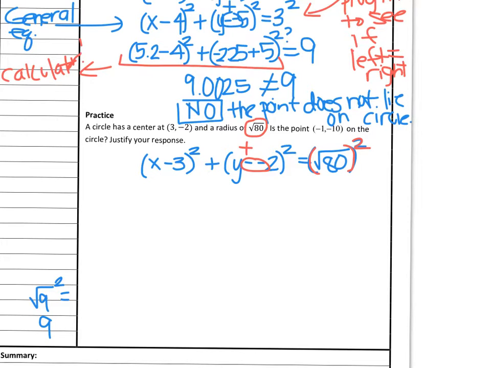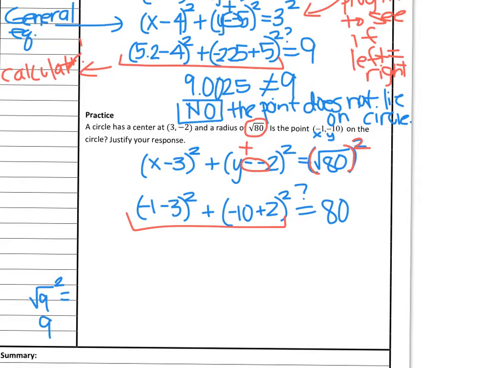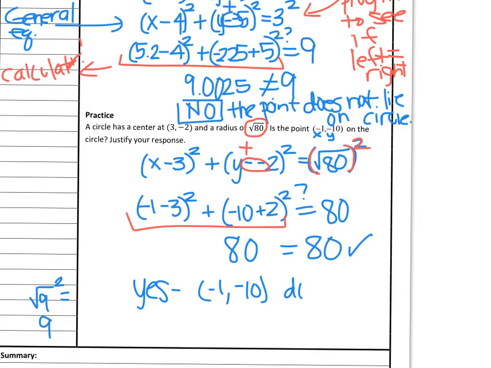So our next step is to take the point that they give us, which is negative 1, negative 10, plug that in for x and y. So our next step down should be negative 1 minus 3 squared plus our y value is negative 10 plus 2 squared. Does that equal square root of 80 squared, which is just 80. So then if I type that whole thing again right into the calculator, you end up with 80 on the left side. So it does indeed end up equaling 80, and that does equal the right side. So it is a solution to the circle, which means that yes, negative 1, negative 10 does lie on the circle.